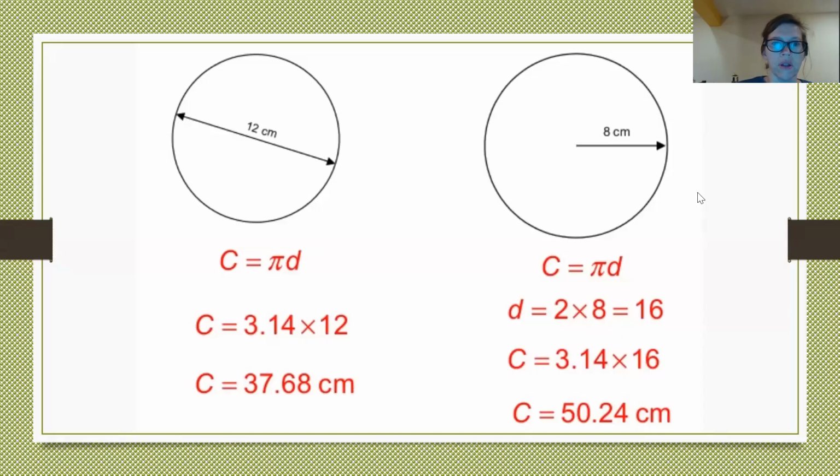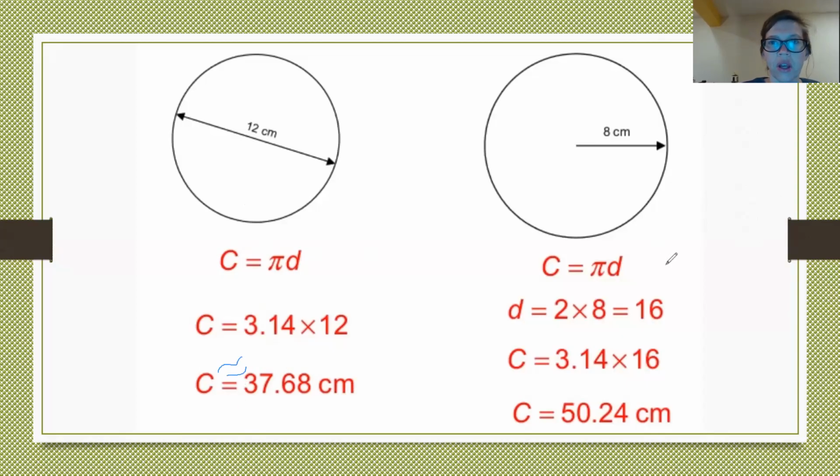All right, so let's go ahead and check our problem. C equals pi times D, so our circumference is 3.14 times 12. When you multiply that, you get approximately 37.68 centimeters. Really, these equals signs should just be the squiggly lines, but since it was typed, can't really show that.